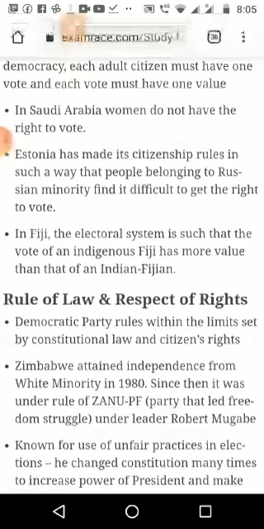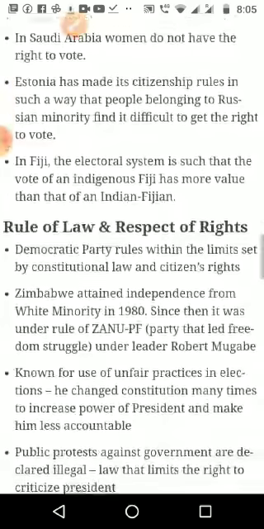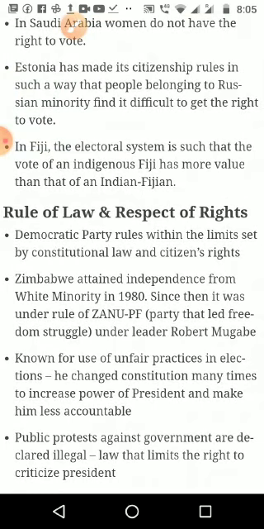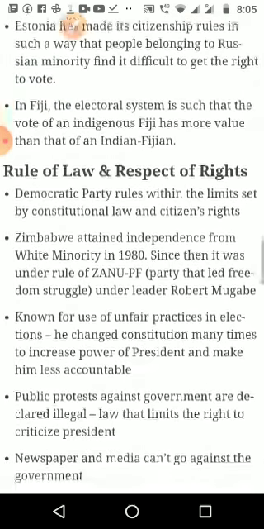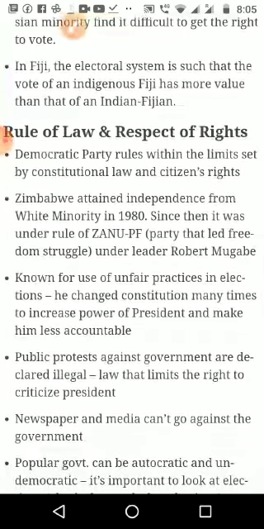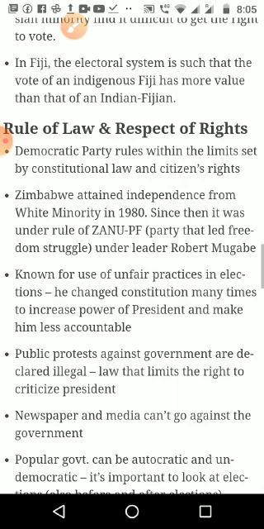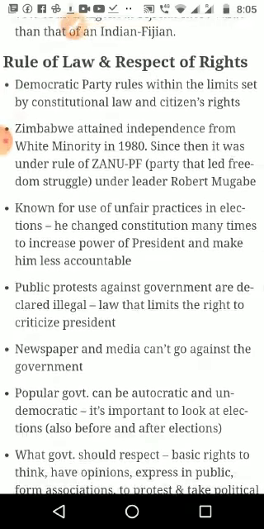Estonia has made its citizenship rules in such a way that people belonging to the Russian minority find it difficult to get the right to vote. In Fiji, the electoral system is such that the vote of an indigenous Fijian has more value than that of an Indian Fijian. Rule of law and respect for rights.